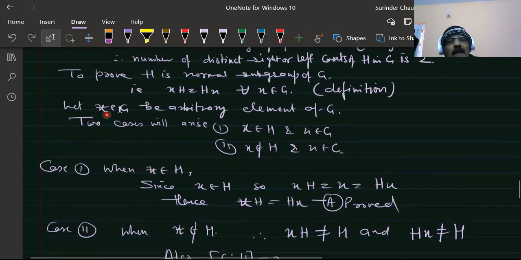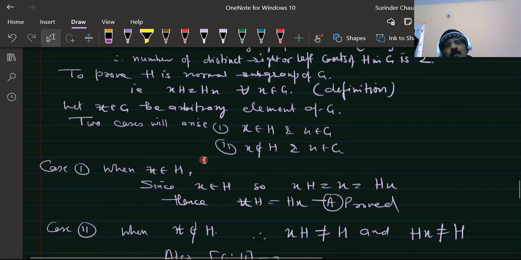So let x belong to G be any arbitrary element. Two possibilities can arise: x belongs to H or x does not belong to H. If x belongs to H, then x into H is equal to H, and H into x is equal to H, because H is a subgroup. Therefore xH is equal to Hx.